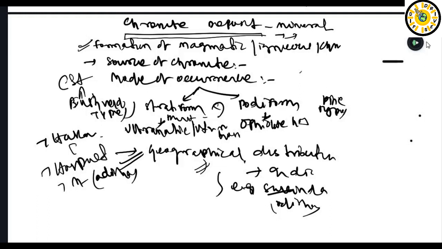Audible, sir. Okay, just tell me, is there any age difference between stratiform chromite and podiform chromite? Suppose stratiform is found in the Archean and ophiolite is found in the Proterozoic, right? Is there any age difference or there will not be any age difference? Maybe, sir. Maybe. Any other idea?